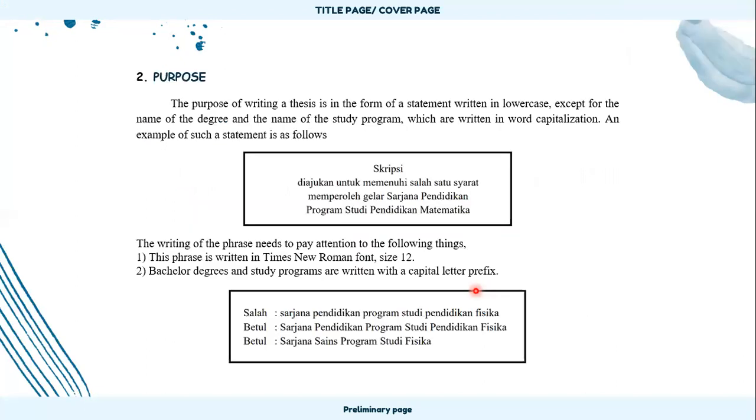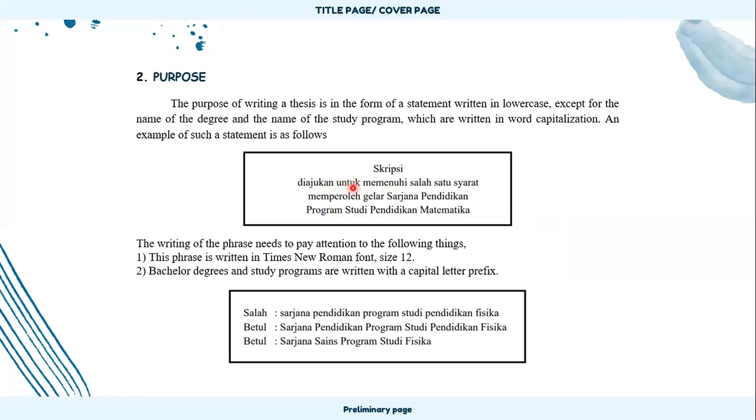The next is about purpose. The purpose of writing a thesis is in the form of a statement written in lowercase, except for the name of the degree and the name of the study program, which are written with word capitalization. An example of such a statement is as follows. We can look at it here.